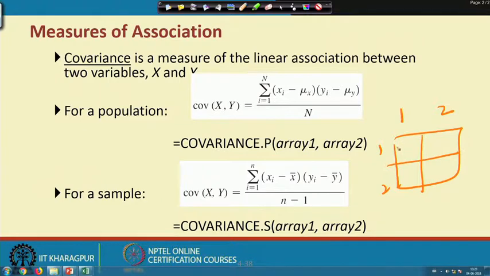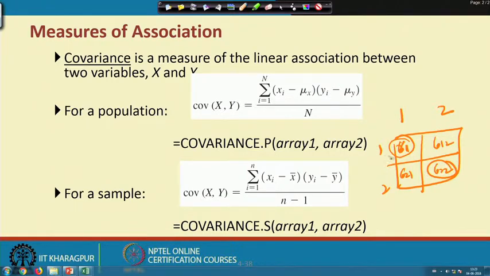So this is sigma 1 1, this is sigma 2 2, and this is sigma 1 2 and sigma 2 1. This is what is called variance, and this is also variance. The square root of variance is the standard deviation.